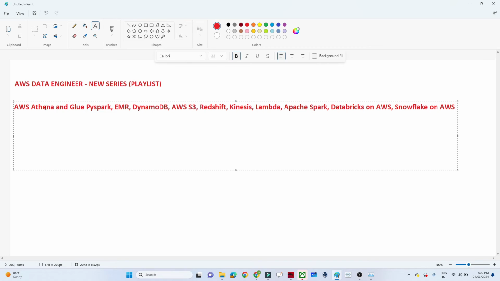Okay, for the data engineer, apart from the AWS side, what are the other things we will focus on? SQL will be a must. If you appear for any interview, SQL will be a must. The second thing is Python or PySpark. This will be a must for any data engineer role.